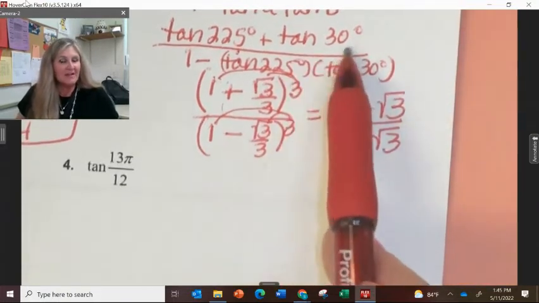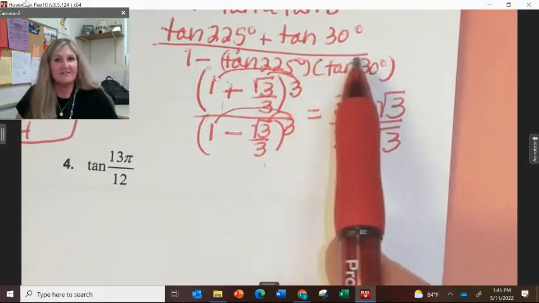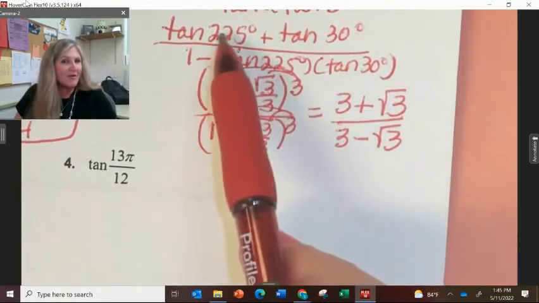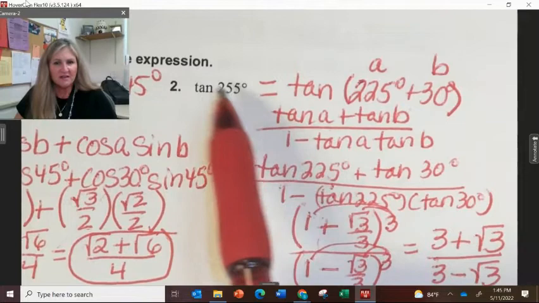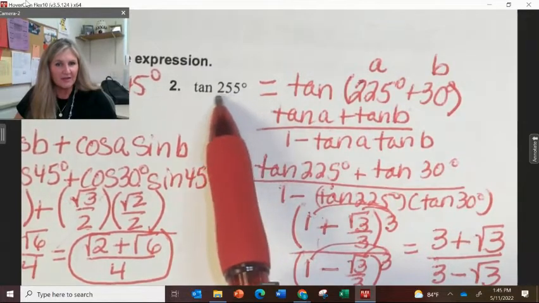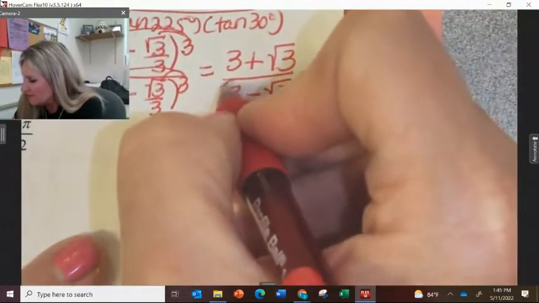So what would it have been easier to use? The tangent of what instead of the 45 would have been easier? Could we use 60 here? If we had used 60, I don't think it would have worked, would it? I don't think we had any other option. All right, let's just keep going.